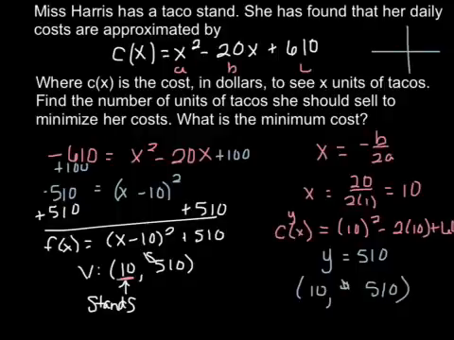If I was to graph that, the vertex would be here and I would label it. And since this is positive, it would go like this. That's how I can tell I have a minimum value. So if I sell 10 stands, it's going to cost 510. Anything after that is going to become a profit.